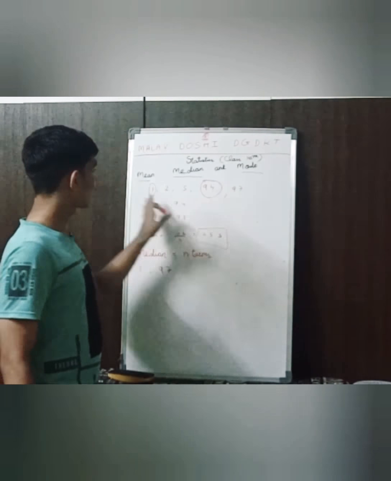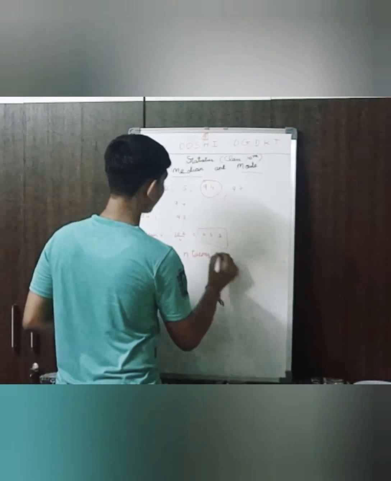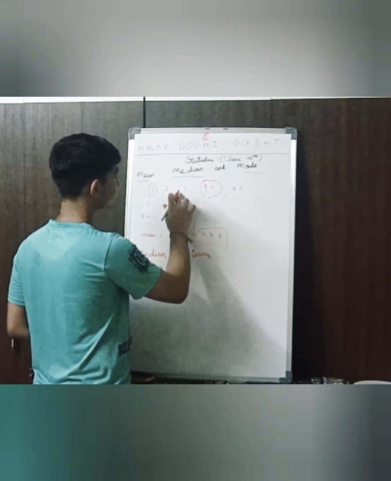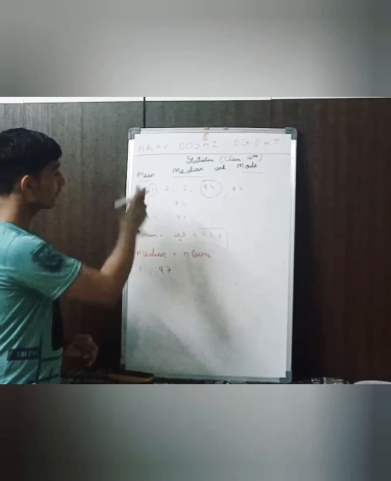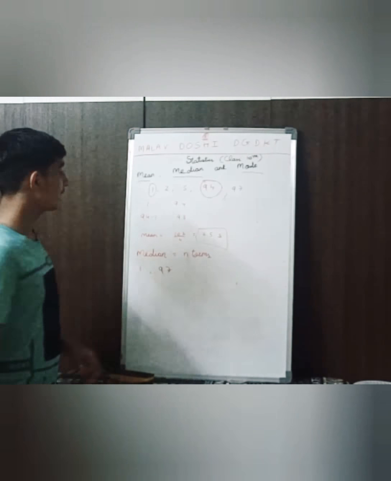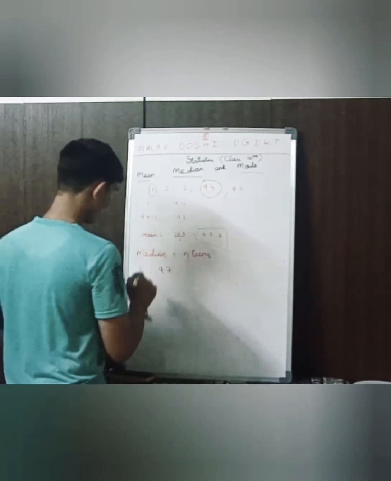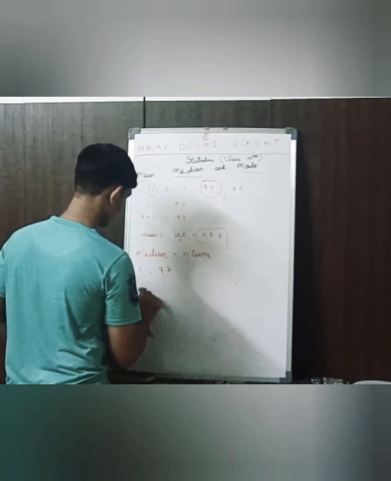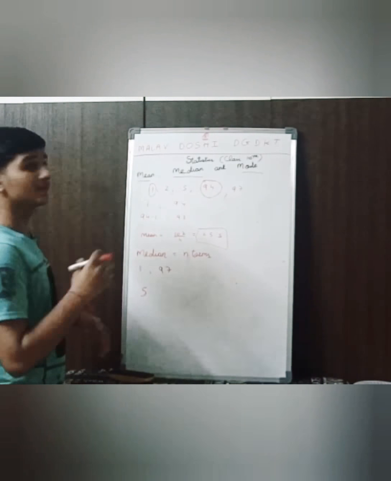So odd number of terms: 1, 2, 3, 4, 5. 5 terms are there. Then there are 5 terms, therefore the middlemost term would be your median. Okay, so there are 5 terms, then this term is your median. Now let me tell you, 5 is your median. In the even number case, it changes.